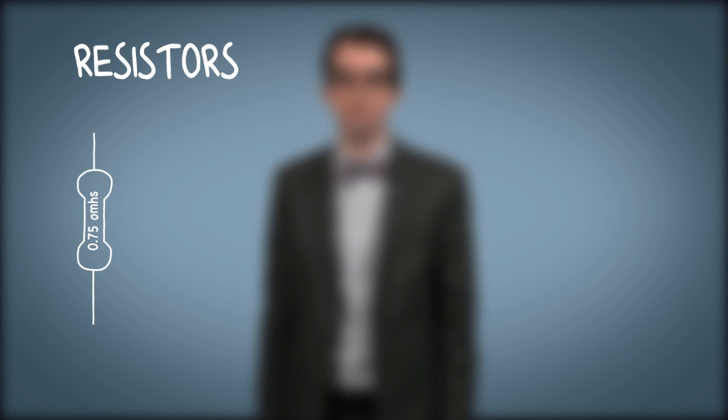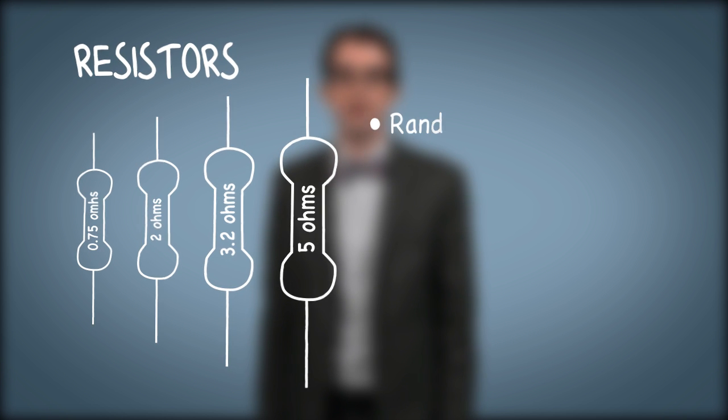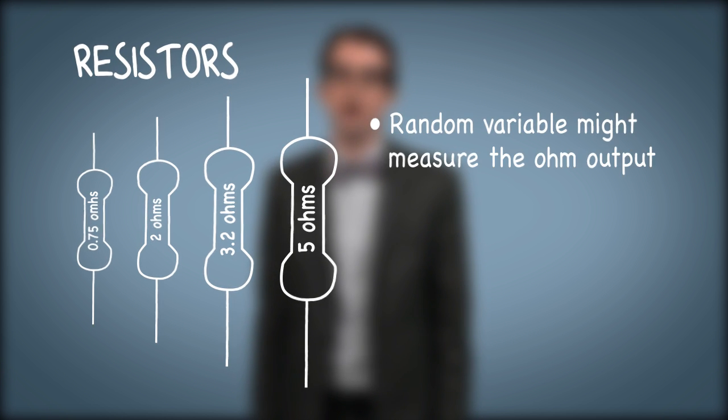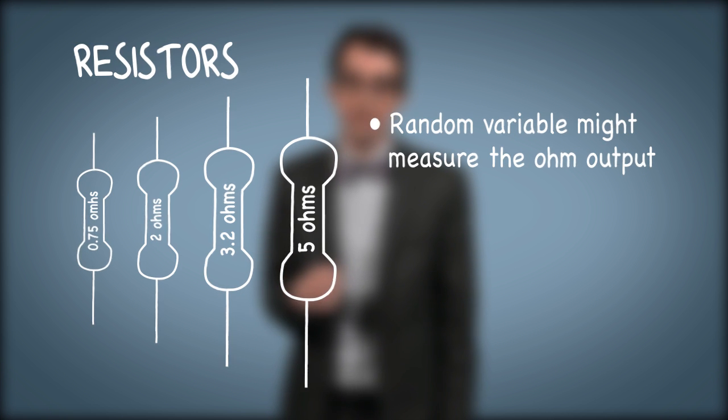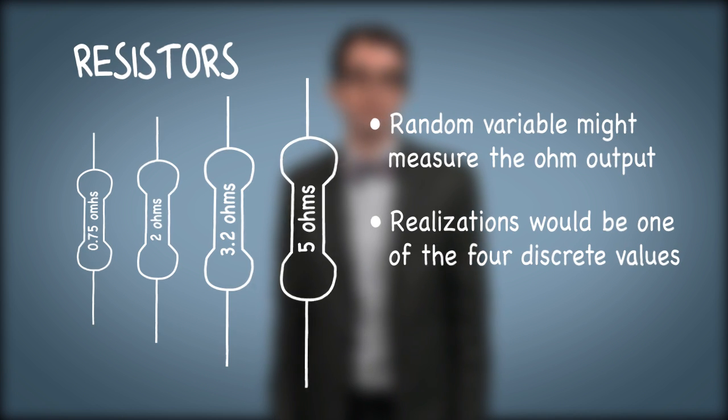But a discrete set of realizations don't necessarily have to be integers. For example, if an electronics manufacturer produces resistors that are either 0.75 ohms, 2 ohms, 3.2 ohms, or 5 ohms, a random variable might measure the ohm output of a randomly chosen resistor, and the realizations would be one of those four discrete values, some of which aren't integers.